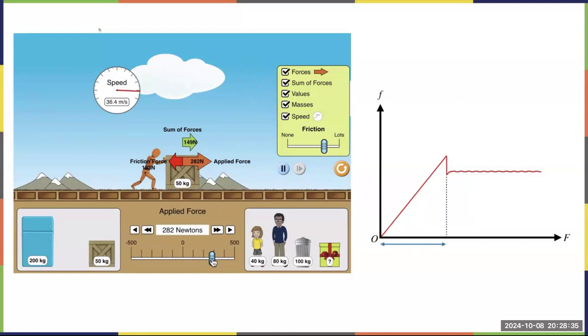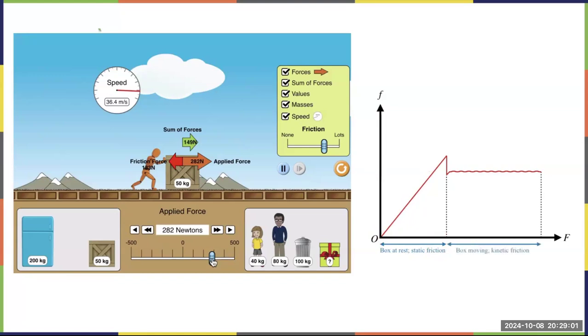And in this graph, from this point 0 to this point is the condition where the box is at rest. And this box is at rest due to what? The static friction. As you applied this force, my static friction kept on increasing, so my plot will look like this.